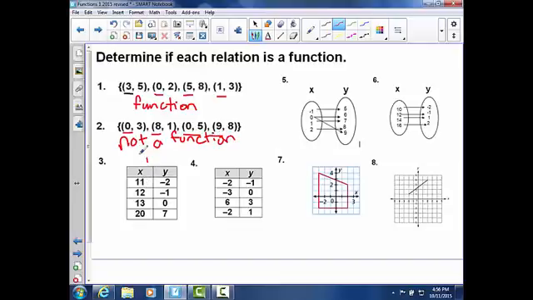Okay, on the table, we look at our x values. Did any of them repeat? Nope. So this is a function. Looking at our x values. Did any of them repeat? Yep, right here we've got -2 down twice. So this is not a function.